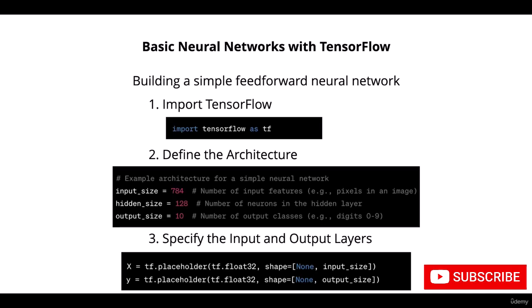Next step is to specify the input and output layers. You define the placeholders for the input data X and the corresponding labels Y if you are working on a supervised learning task. You do this like this: X equal to tf.placeholder, tf.float32 is what I'm using, shape equal to None, input_size. Y equal to tf.placeholder, tf.float32, shape None, output_size.